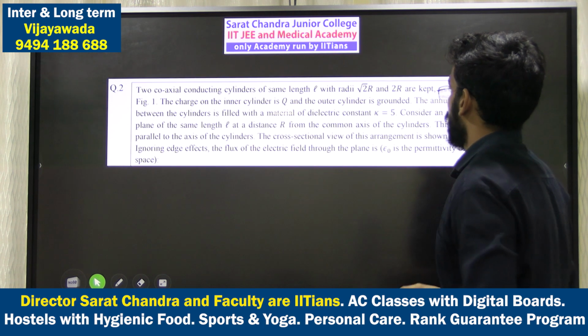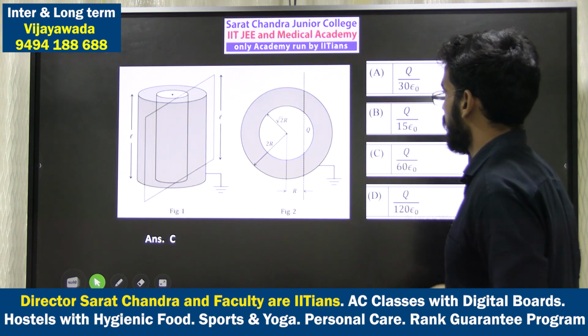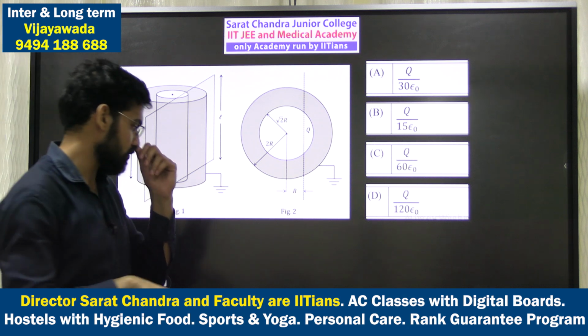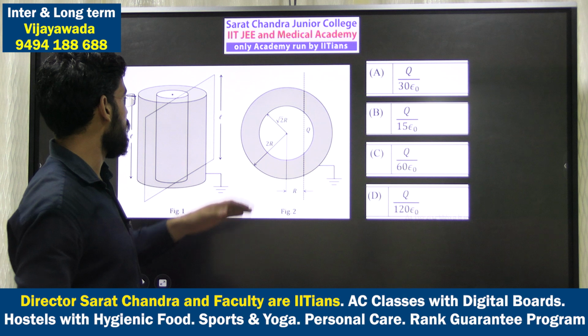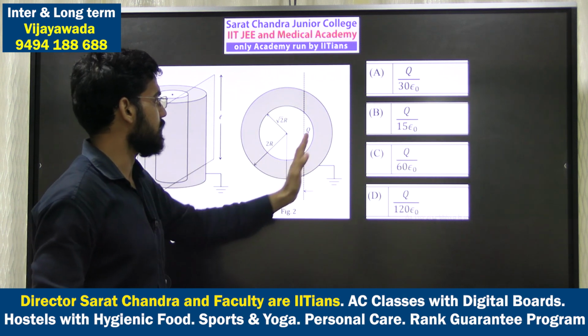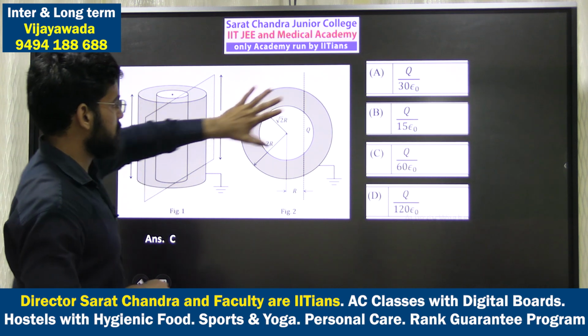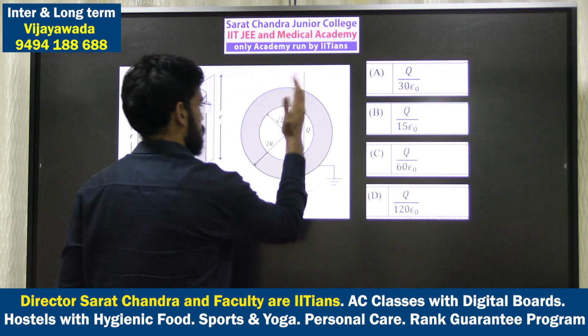Question number 2. So for the second question he gives a diagram. What he is saying is there is a material with dielectric constant K given as 5. And at a distance R from the center, there is a plate, so this plate is placed like this. This is the top view, figure 2. From here, this is the plate.